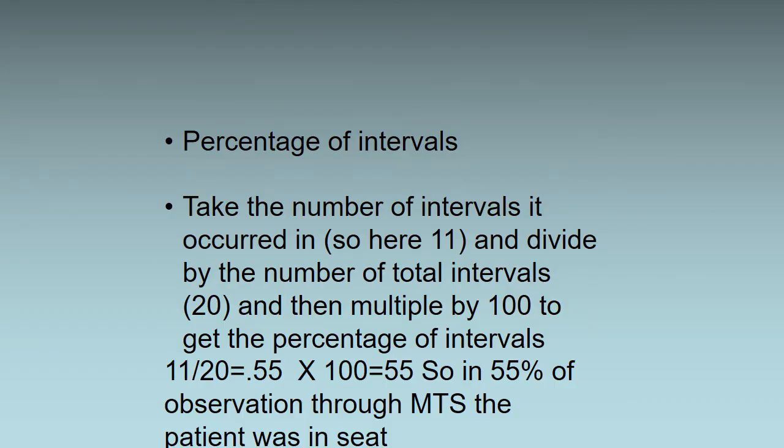We can do the same thing and calculate a percentage of intervals. Here, there were 11 times he was in his seat when the observer looked up. We take that 11, divide by 20, which gets us 0.55, multiply that by 100, gets us 55. So we can say through MTS, or momentary time sampling, he was in his seat 55% of the observation.